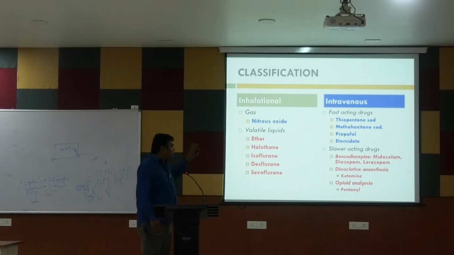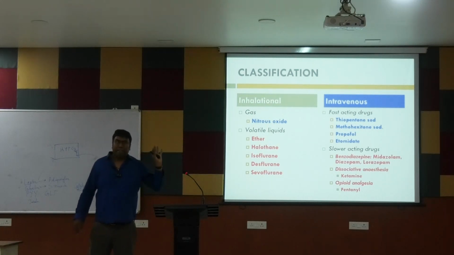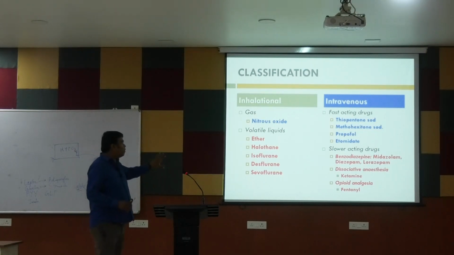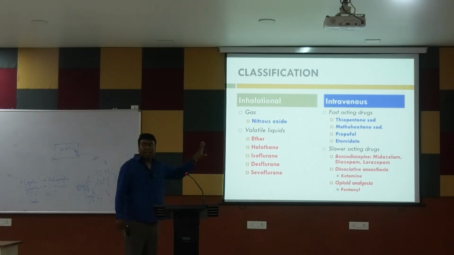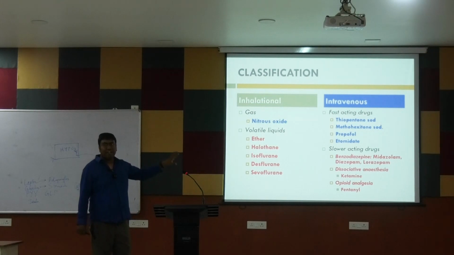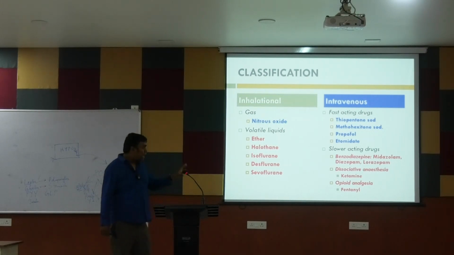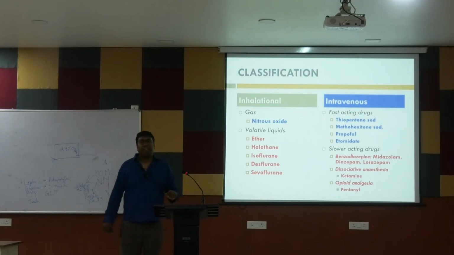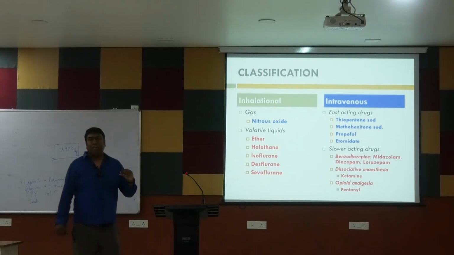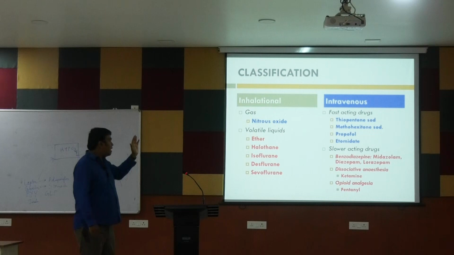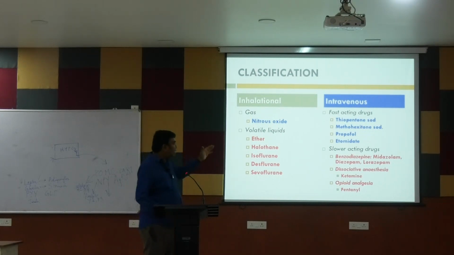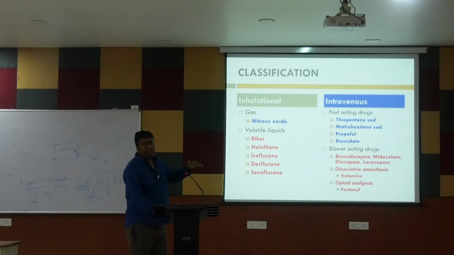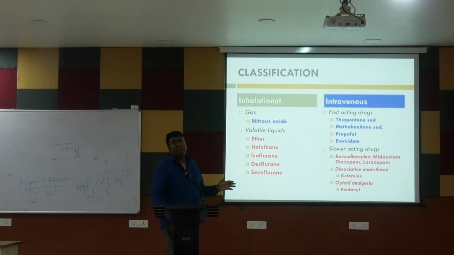So classification: if we classify it into inhalational and intravenous, the inhalational can be divided into 2. One is gaseous agent, which is nitrous oxide, whereas the volatile liquids are ether, halothane, isoflurane, desflurane and sevoflurane. And then there are intravenous agents: fast acting and slower acting. Fast acting are primarily used for induction of general anesthesia, whereas the slower acting are used for maintenance.